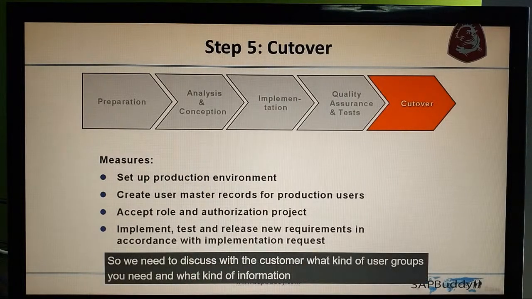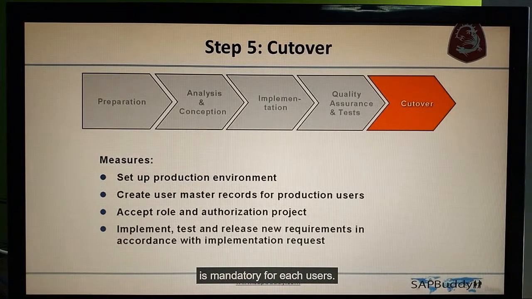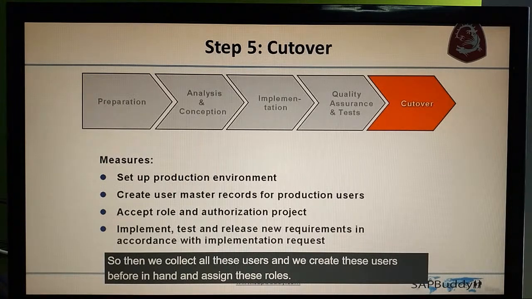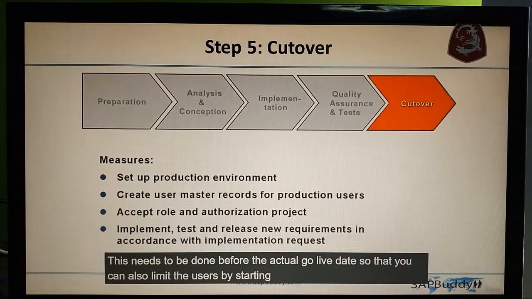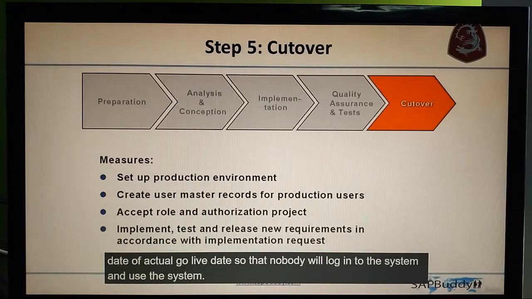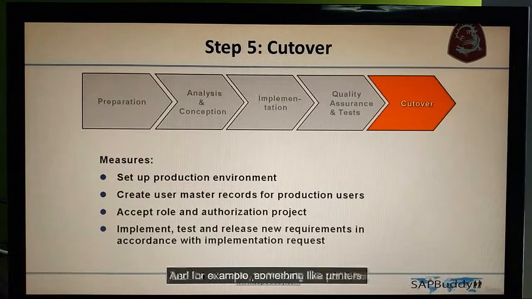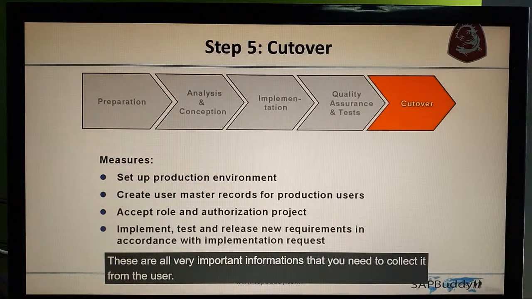So we need to discuss with the customer what kind of user groups you need and what kind of information is mandatory for each user. So we collect all these users and we create these users beforehand and assign these roles. This needs to be done before the actual go-live date, so that you can also limit the users by a starting date of the actual go-live date, so that nobody will log into the system and use the system. You can also prevent such things. And for example, printers: what printers need to be assigned to users, what parameters need to be assigned to the users. These are all very important information that you need to collect from the user.